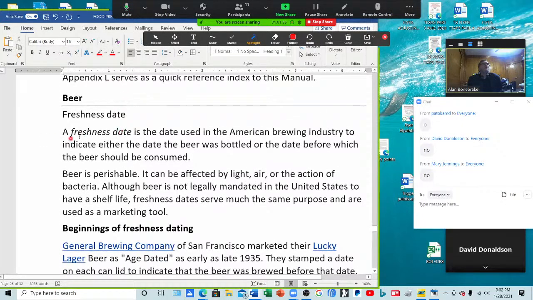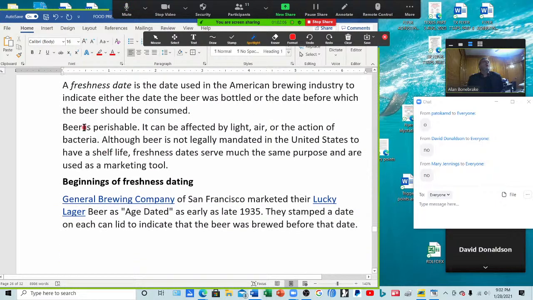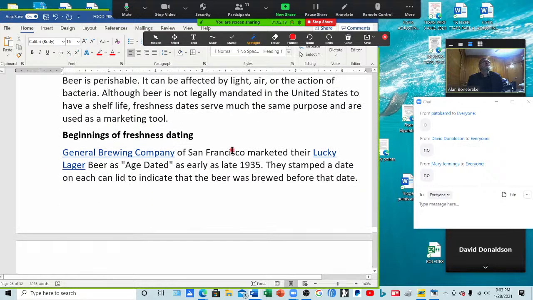Beer freshness date. Freshness date is the date used in the American brewing industry to indicate either the date the beer was bottled or the date before which the beer should be consumed. Beer is perishable. It can be affected by light, air, or the action of bacteria. Although beer is not legally mandated in the United States to have a shelf life, freshness dates serve much the same purpose and are being used as a marketing tool.